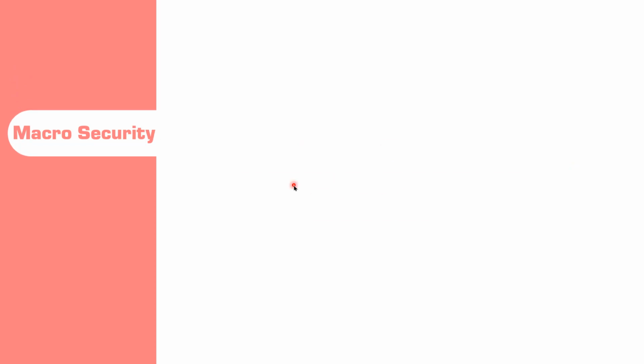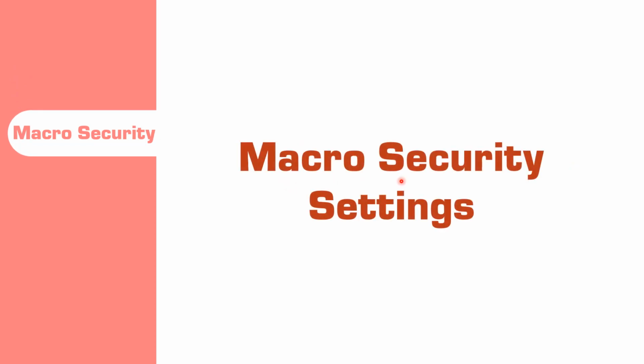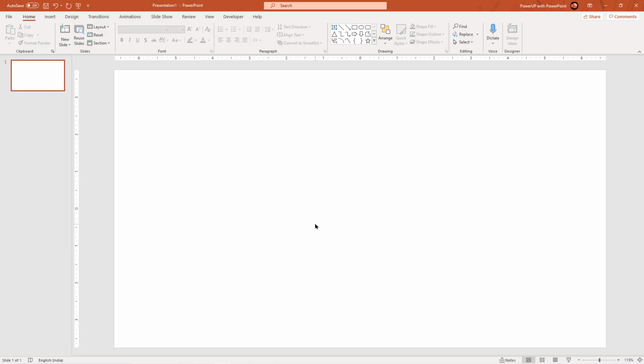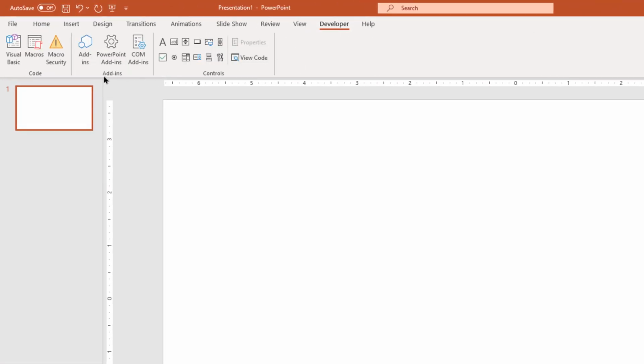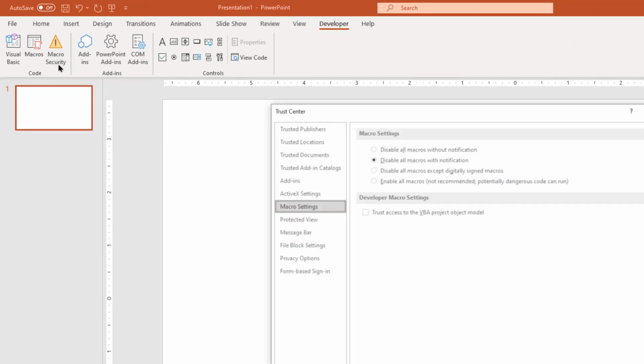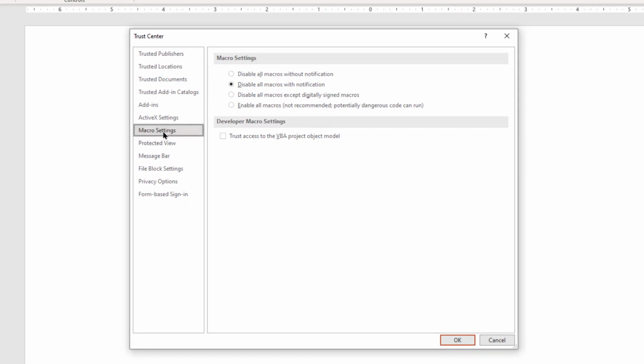Next important topic is on macro security. After developer tab is enabled, just click on this tab and you will see the option called macro security. By the way, here macro means VBA code. Under the macro settings, we will find 4 important macro settings options. Always make sure the second option, that is disable all macros with notification, is selected in this list.